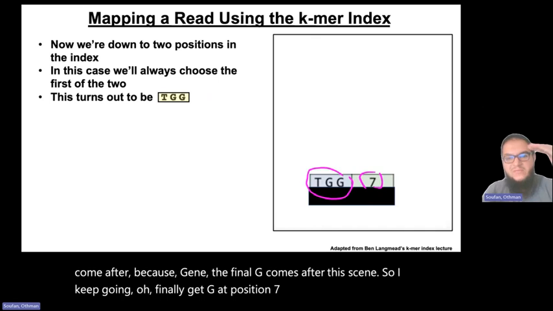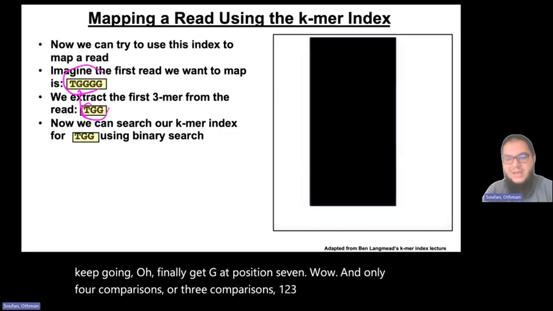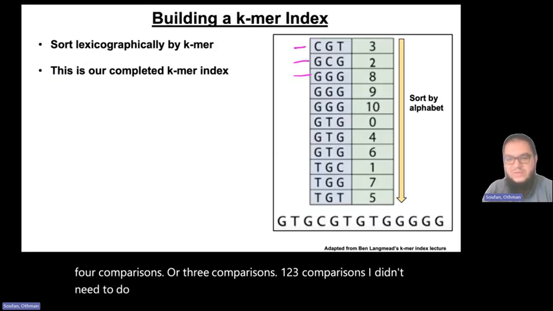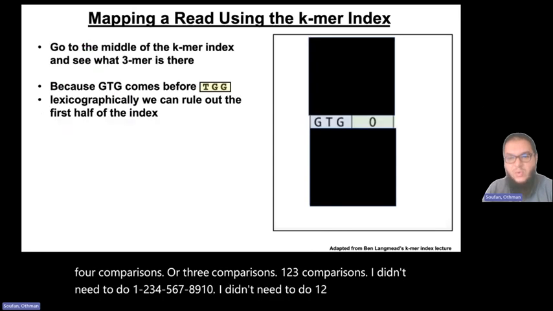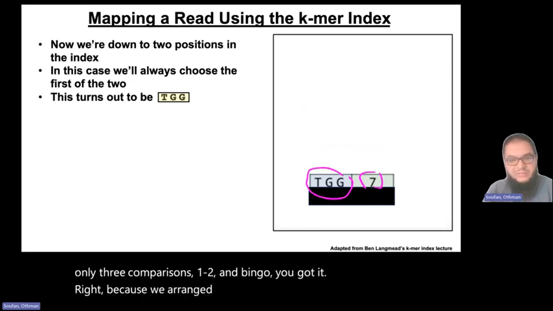Wow, and only 3 comparisons, 1, 2, 3 comparisons. I didn't need to do 1, 2, 3, 4, 5, 6, 7, 8, 9, 10, 12 comparisons, only 3 comparisons, and bingo, you got it, right? Because we arranged and ordered everything.